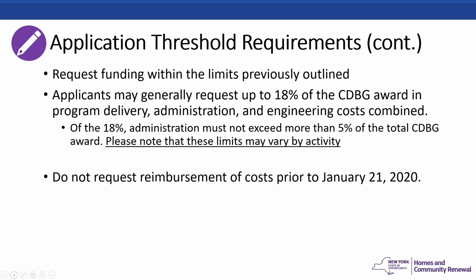Please note that these limits are different with economic development activities, in which case for program administration and delivery, small business assistance programs may request up to 15% of the request in soft costs, with administration not to exceed 5%. And standalone small business projects may request up to $16,000 for administration and program delivery. Additionally, projects cannot request reimbursement for costs prior to January 21st, 2020. If there were costs incurred after that date or prior to award, they may be considered eligible for CDBG funds.